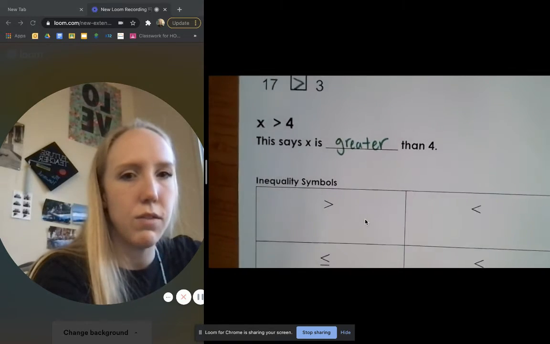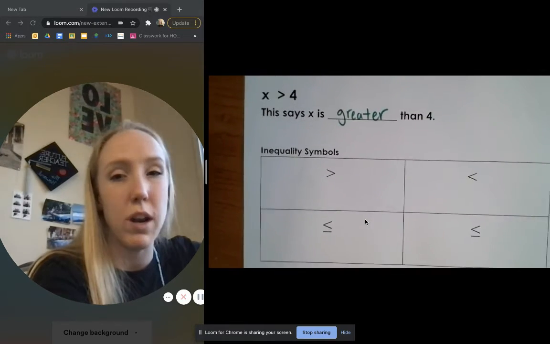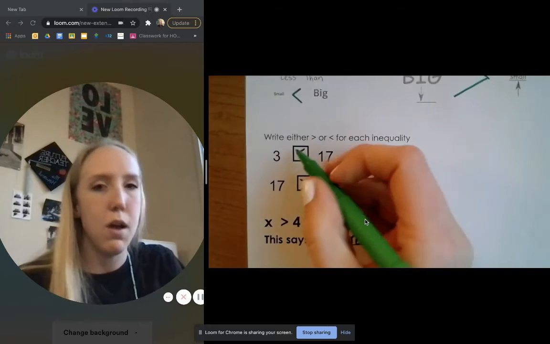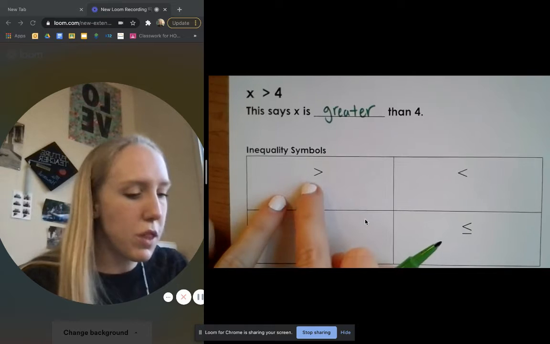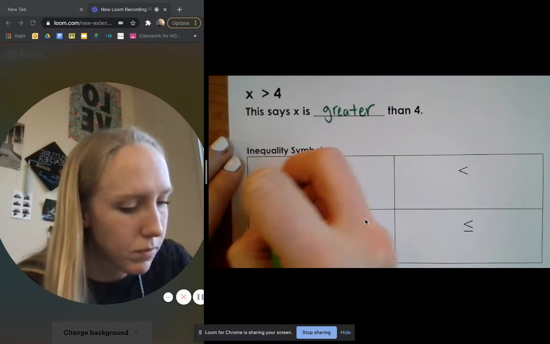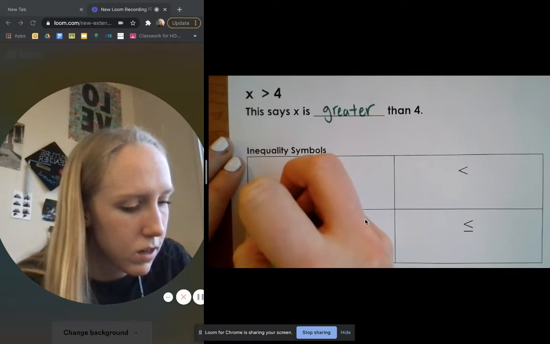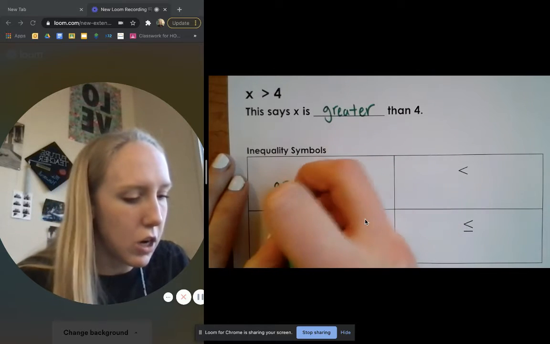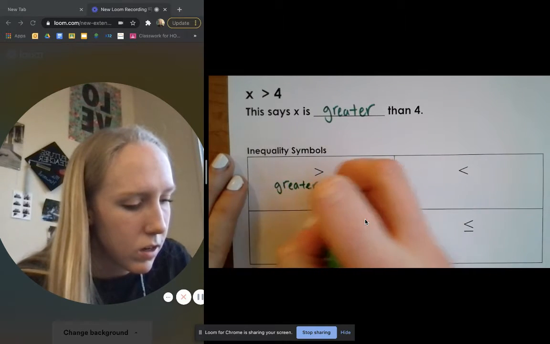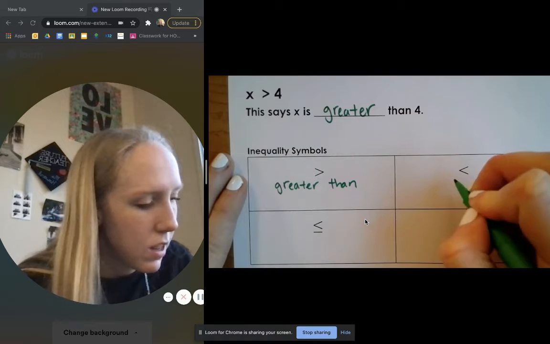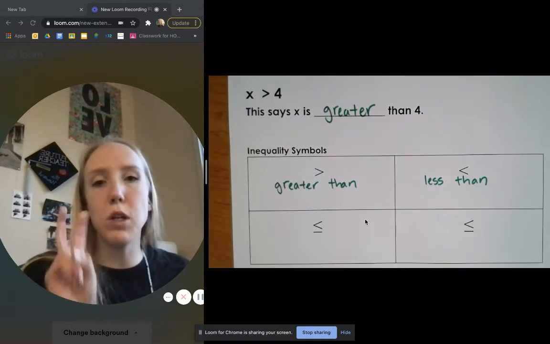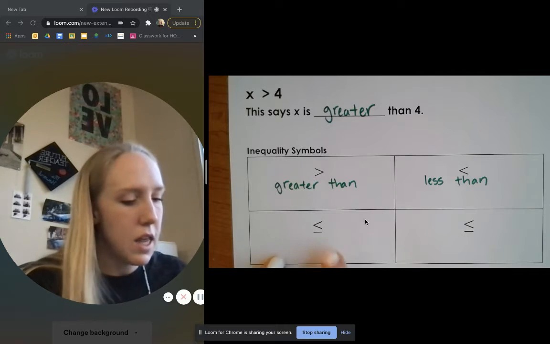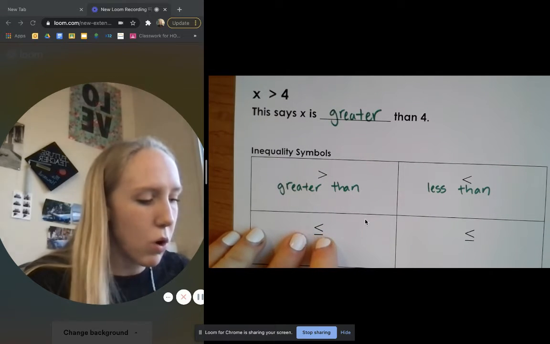Next we have to remember, now we have some more inequality symbols. So far we've only done the greater than and less than. There's 2 more that we need to think about. So this one says greater than, because the big part of the sign starts, so greater than. This one is less than. But there's two more symbols, and what those two more symbols are, this says less than or equal to.